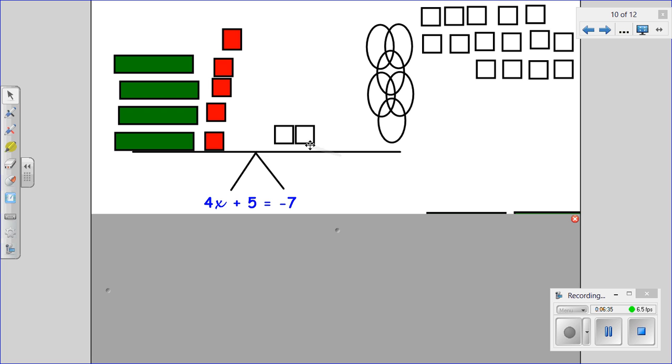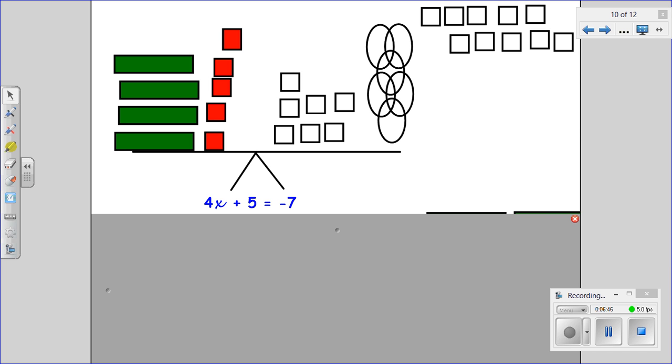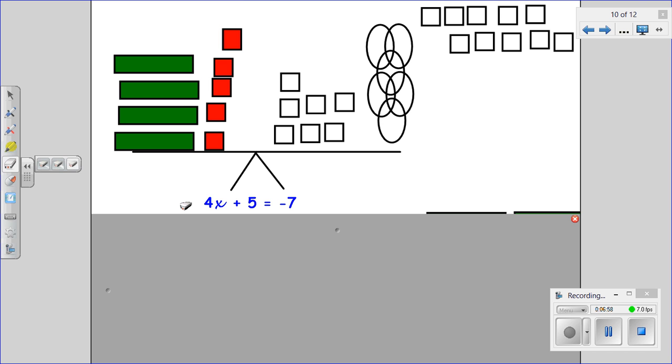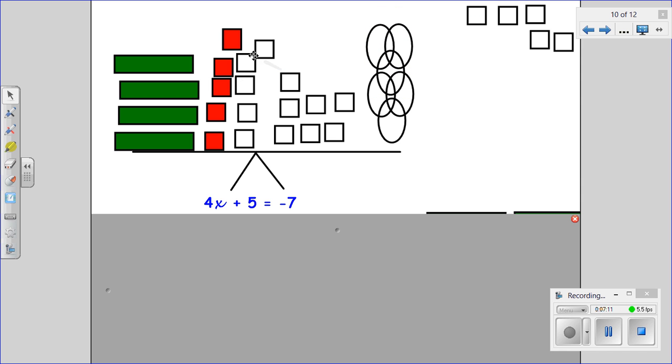Well, when I look at this, I want to get my x's by themselves. That means I have to get rid of these 5 positive 1s. So how do I get rid of positive 5? To make 0, I have to have a -1 for each one. So I'm going to put a -1 here. I'm adding 1 negative, 2 negatives, 3 negatives, 4 negatives, 5 negatives.